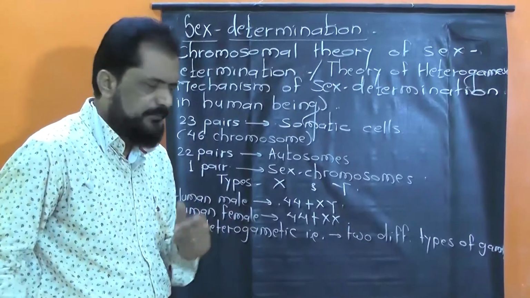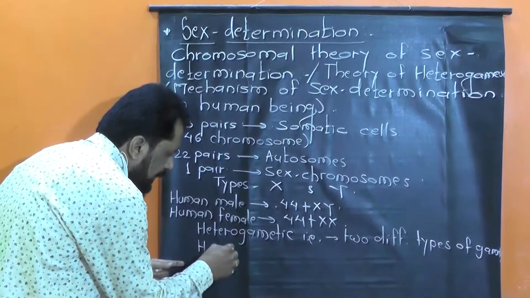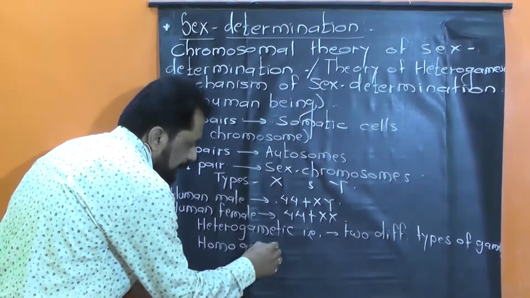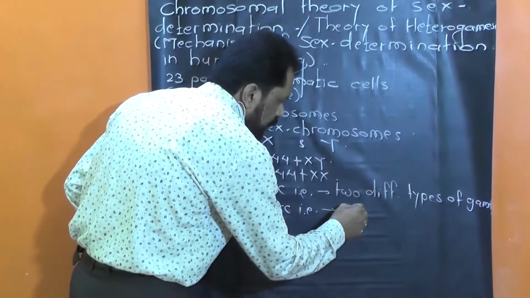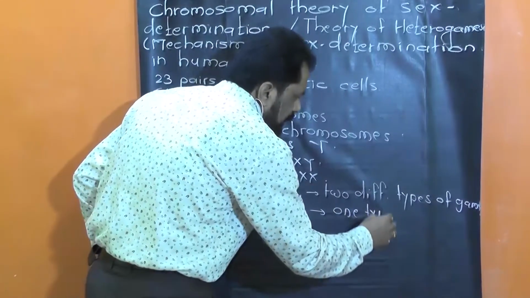Hetero stands for different, and the other parent is homogametic. It means it produces only one type of gametes.